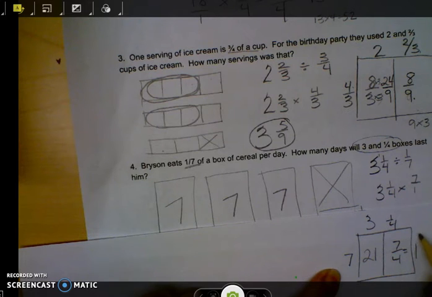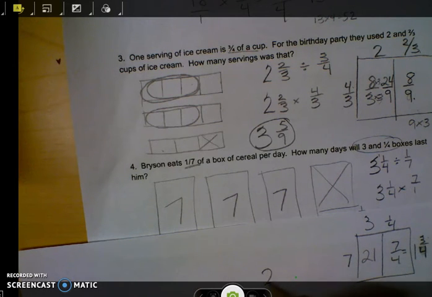7/4 is the same as 1 3/4. Sorry, that's kind of messy. Because 4 goes into 7 1 whole time, with 3 left over, so 1 3/4. So altogether I have 22 3/4.